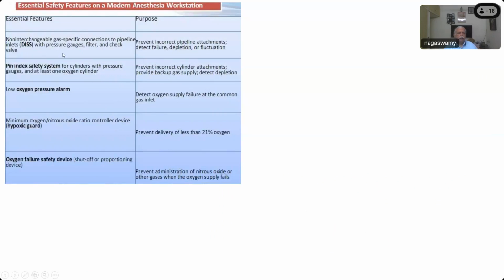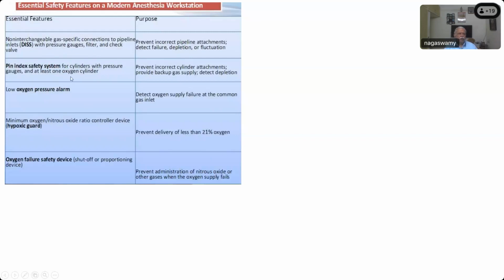This is the non-interchangeable diameter index safety system, which is there to prevent incorrect connection. Then the pin index safety system for cylinders. So DISS is for central pipeline supply, PISS for cylinders. And low oxygen pressure alarm.